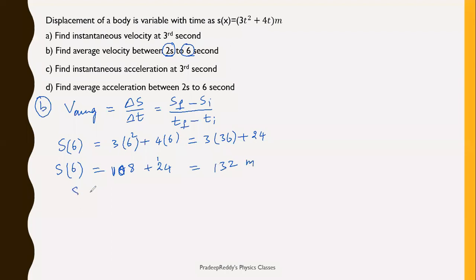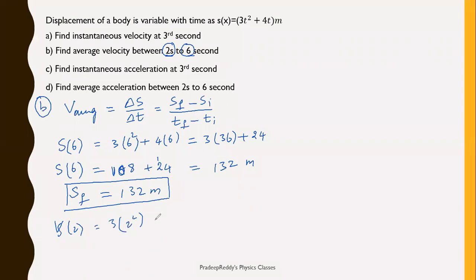That is displacement final, which is equal to 132 meter. That means after 6 seconds, the body is at this position, 132 meter. Next, find out displacement at 2 seconds. S of 2 is equal to 3 into 2 square plus 4 into 2. This is equal to 2 square is 4, 4 threes are 12, plus 4 twos are 8, 12 plus 8 is 20 meter. That is initial displacement, right?